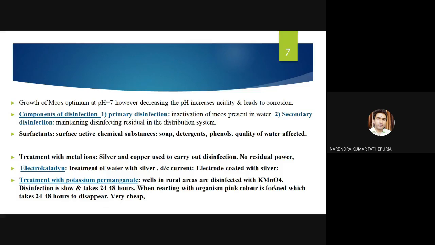I belong to a village, and we were earlier dependent on wells only. So we used to put this potassium permanganate in water. That's why I know this taste. When reacting with organisms, pink color is formed. Once you dissolve this KMnO4, of course, the dosage should be defined. Generally they just put it in, and this pink color is formed, which takes 24 to 48 hours to disappear. It's a very cheap method for disinfecting surface bodies.